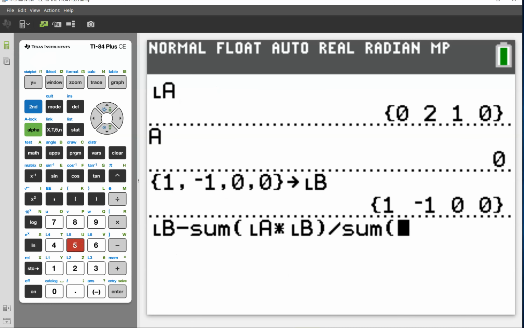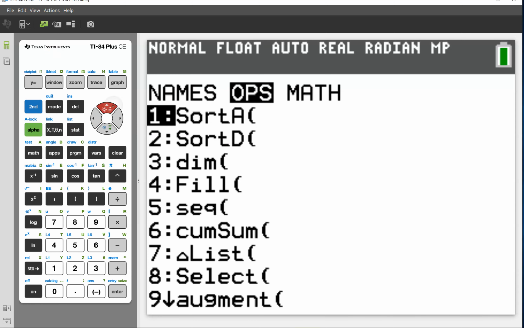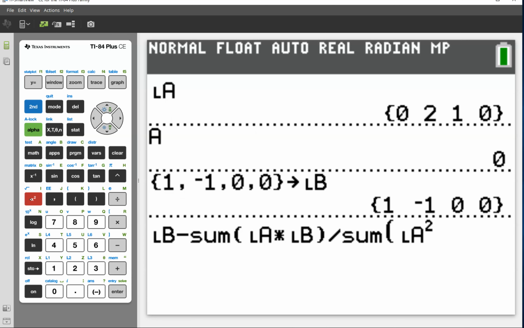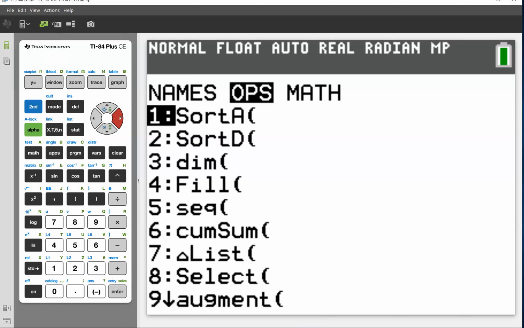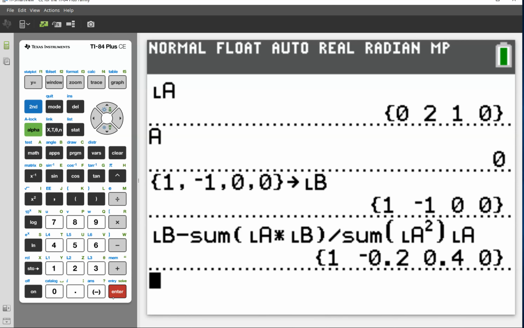But I want to do that with the inner product with A itself. So I want to do a list of A. Now I think this will work. I haven't actually tried this, but I think if I do list A squared, it'll square everything in the list. So that should be multiplying A by itself. And then I want to do second list A, because remember, I want to take this number and multiply it by A. The list, the vector. Okay, so let's see if this works. Oh, it did. Cool.